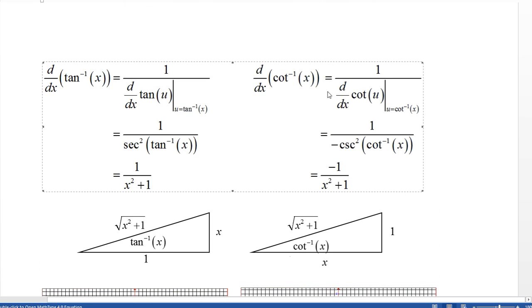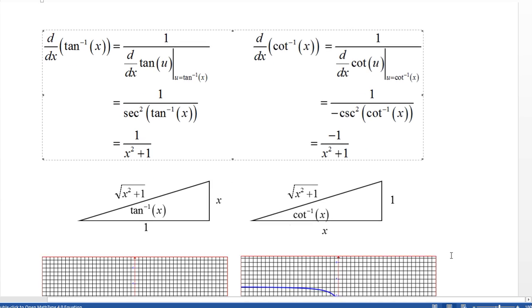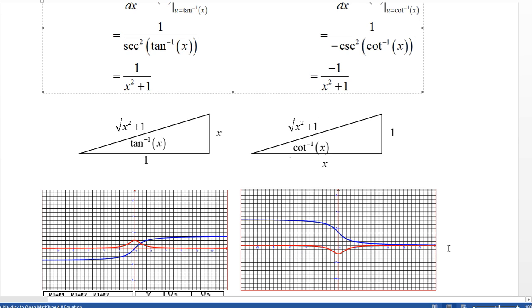All right, let's get the formula for it. Using our little rule that we've been using, the derivative of inverse cotangent of x would be 1 over the derivative of cotangent of u, evaluated at u equals cotangent inverse of x. The derivative of cotangent of u is minus cosecant squared of u, but the u is inverse cotangent. Notice we do have a -1 here, and then we're going to have x squared plus 1. So this one, cotangent and tangent, are the same with just an opposite sign. Okay, and so let's take a look at that.